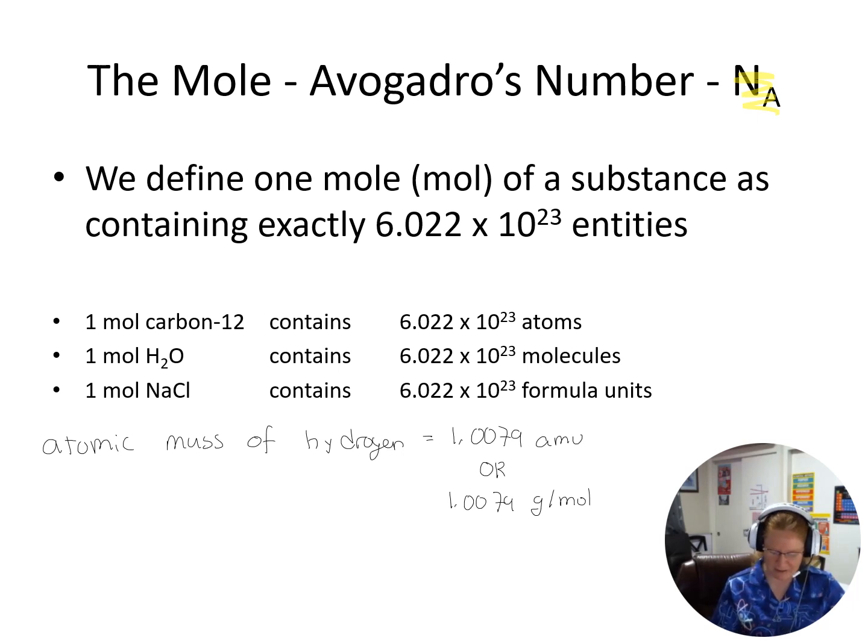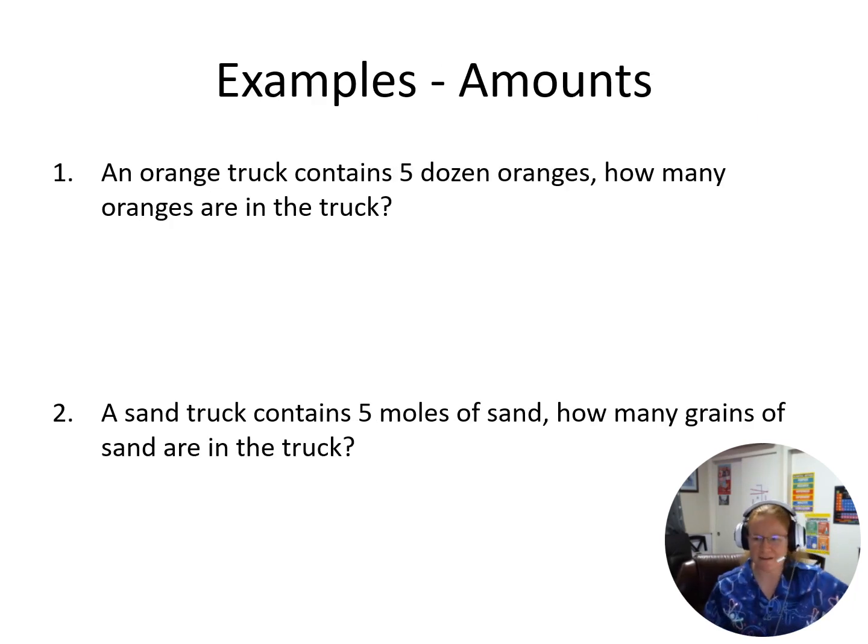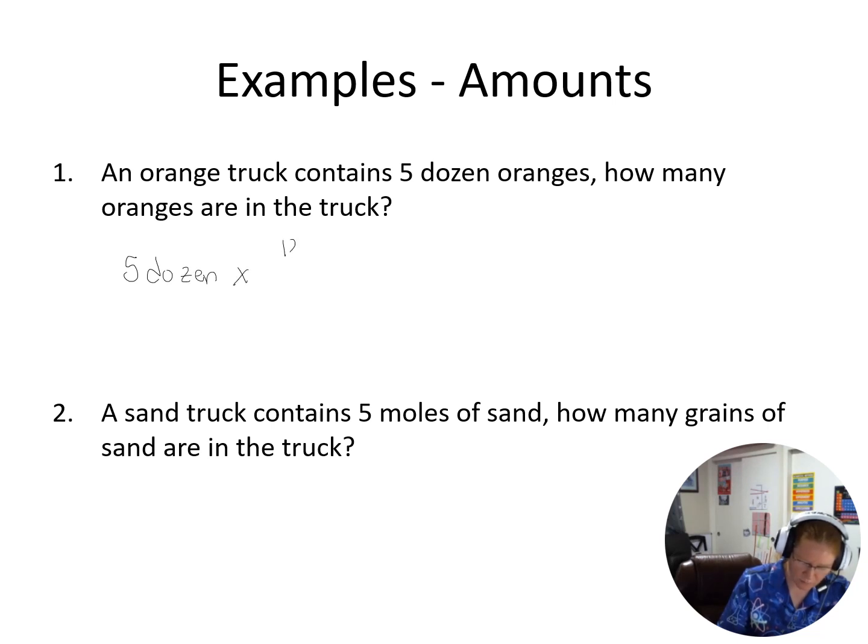We can do this in other areas of life too. We know that a mole is this huge number. We also know that a dozen represents a number: 1 dozen is equal to 12 items. So let's first start thinking about this in more tangible, smaller numbers. I've got an orange truck. It contains 5 dozen oranges. How many oranges are in the truck? Well, 5 dozen times 12 oranges in 1 dozen is going to give me 60 oranges.